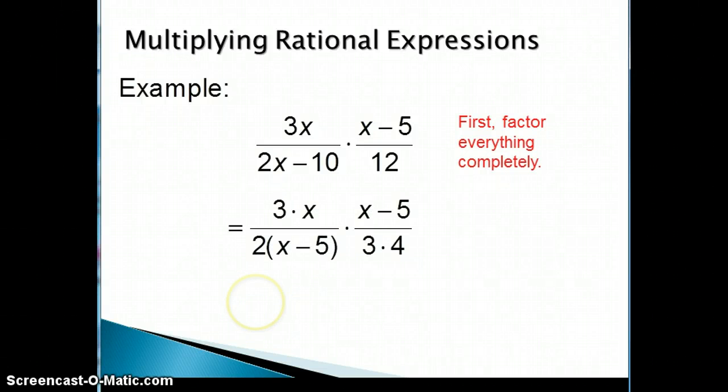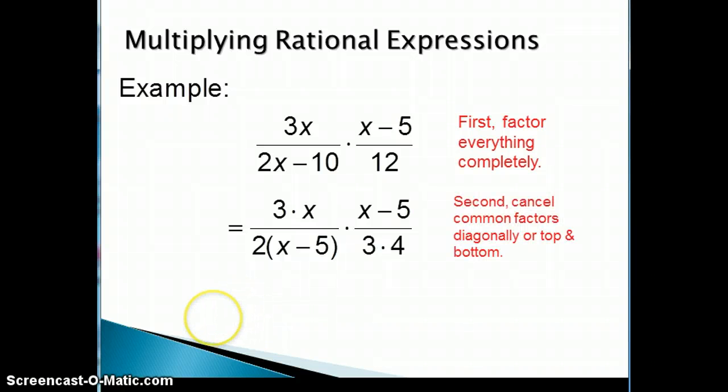So we can factor the 2x minus 10 by factoring out a common factor of 2. And then I noticed that I have a common factor of 3 between the 3x and the 12, so I'm going to factor out a 3 out of each of those. So when you're working with constants, oftentimes you don't have to necessarily break them down to all their prime factors. You can see what common factors there are that you want to factor out, and that's enough.